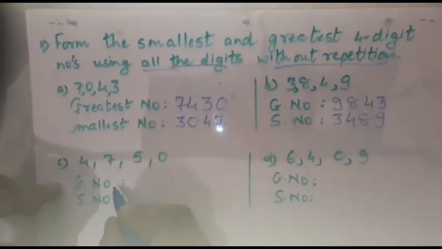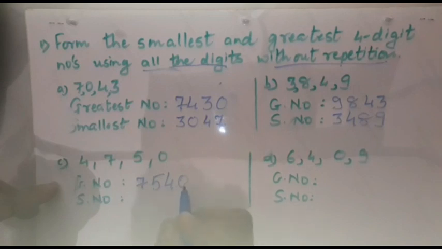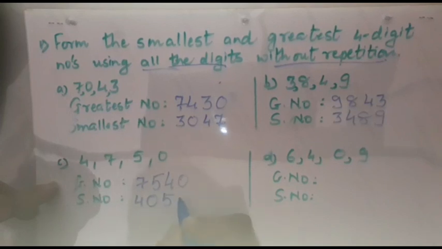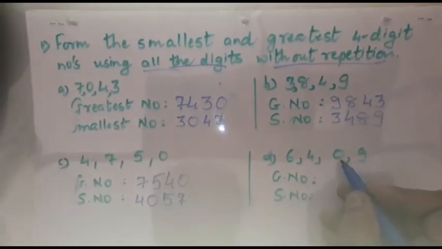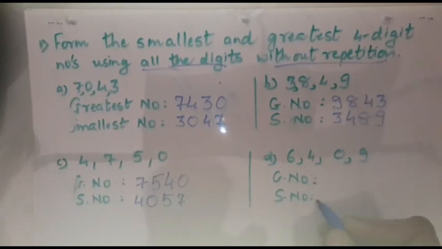Now let's form the greatest number: 7, 5, 4, 0. For the smallest number, 0 will never be the first digit, so 0 will be the second digit. So here I should start with 4, 0, 5 and 7. Here again 0 is given, so forming the smallest number we need to take care, so 0 will be the second digit, and here 4, 0, 6, 9. Now the greatest number will be 9, 6, 4, 0.